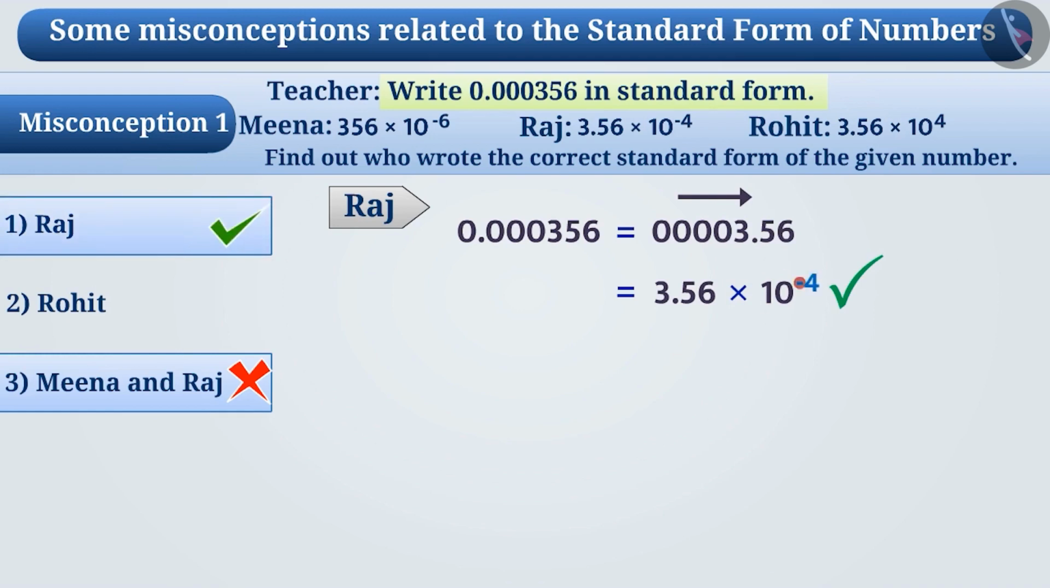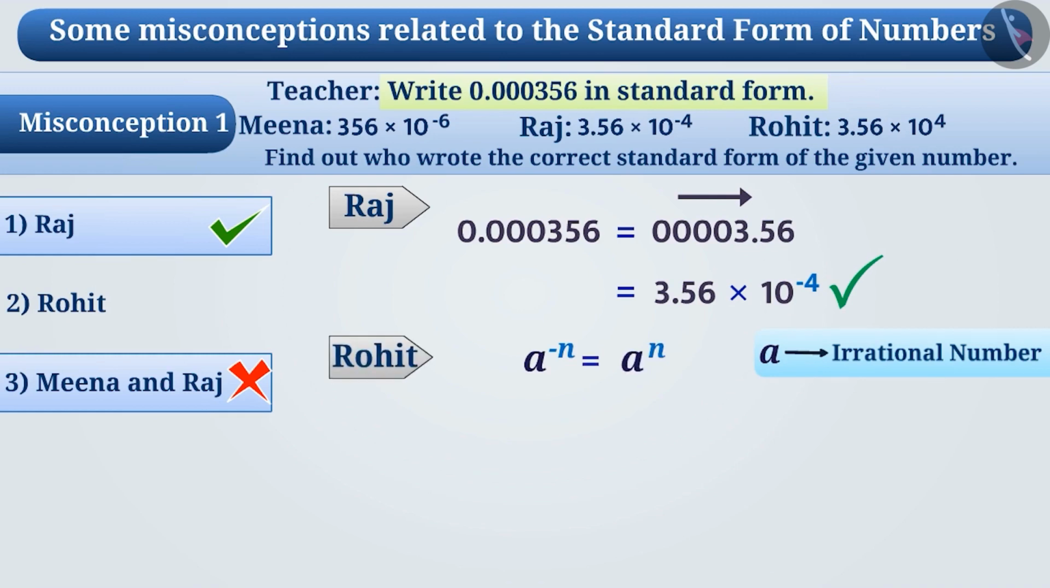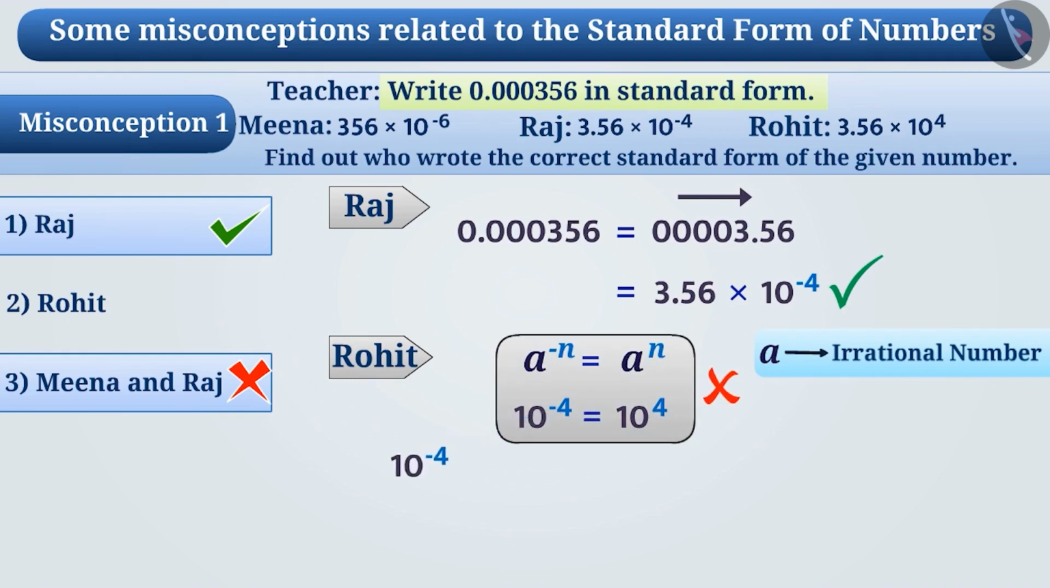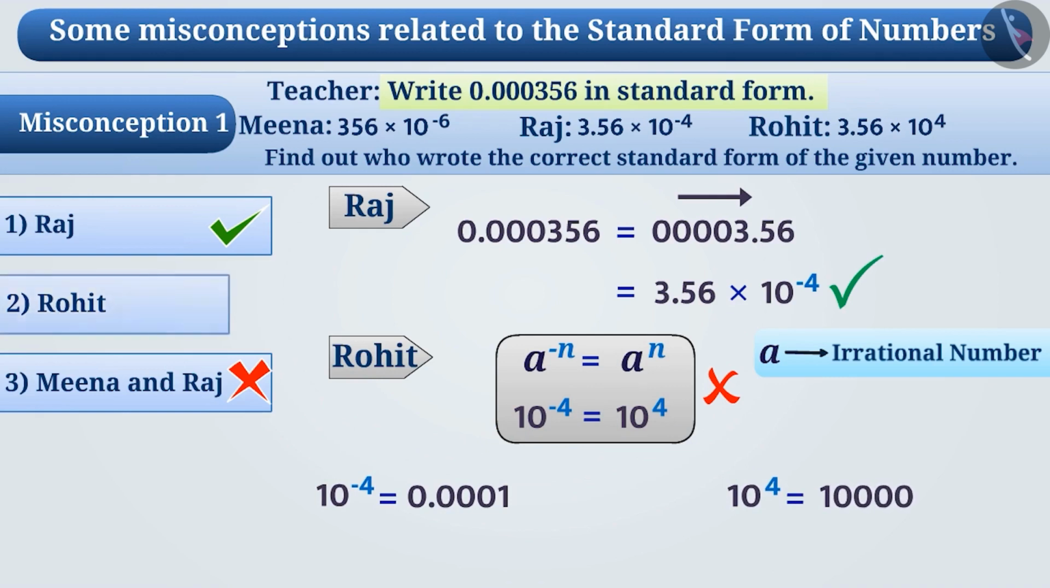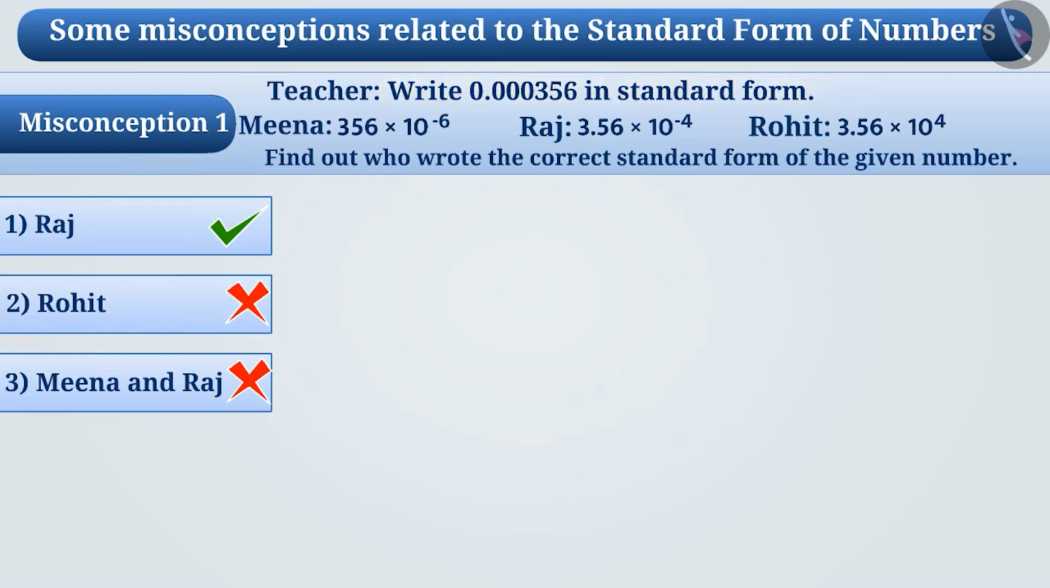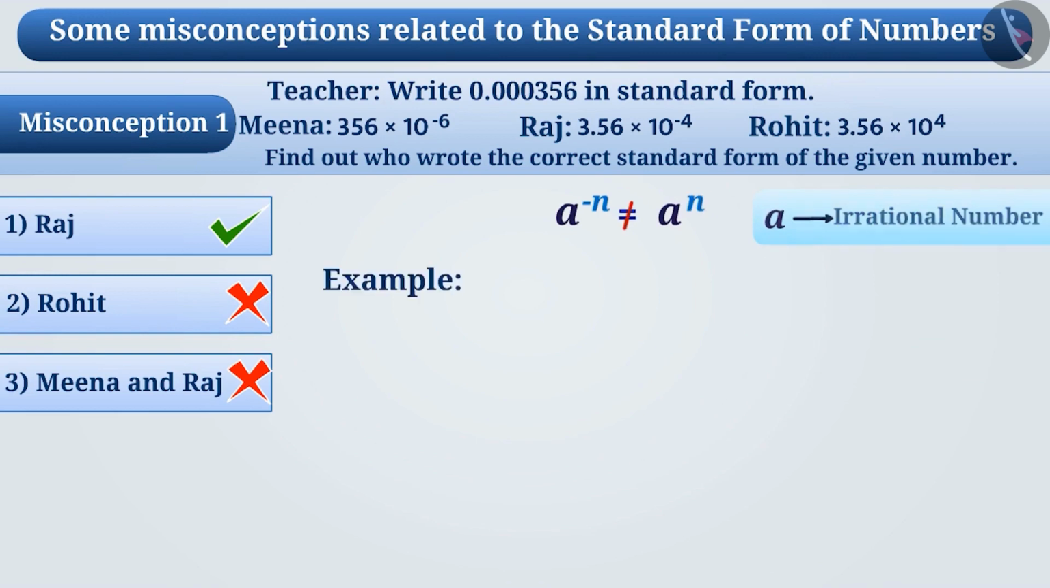Some children do not correctly indicate the exponent sign while doing so. They think that a to the power of minus n and a to the power of n are equal. Like here, Rohit's understanding is that 10 to the power of minus 4 and 10 to the power of 4 are equal. But this is an incorrect understanding, because 10 to the power of minus 4 means 0.0001 and 10 to the power of 4 means 10000. That is, option 2 is also an incorrect answer. Note that a to the power of minus n and a to the power of n are not equal.